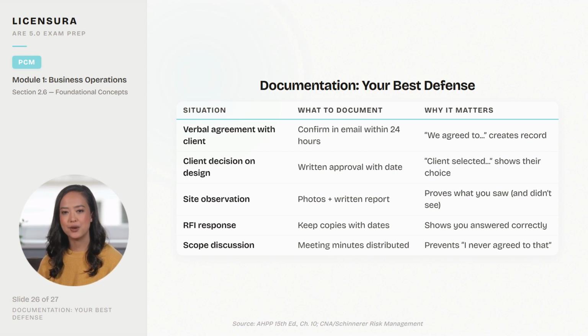Every verbal agreement with a client, confirm it in an email within 24 hours. Every client decision on a design direction, get written approval with a date. Every site observation, take photos and write a report. Every RFI response, keep copies with dates. Every scope discussion, distribute meeting minutes. These aren't busy work tasks. They're the evidence that saves you when someone says, "I never agreed to that," or "You designed it wrong."